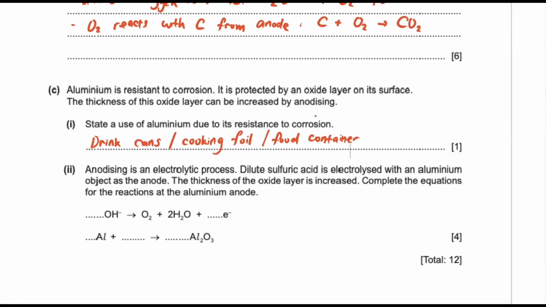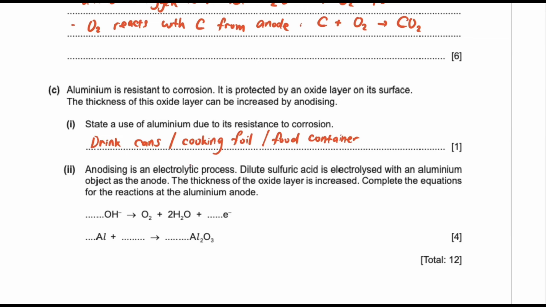Anything like aluminium is used in electric cable, no, because that is for the conductivity. It's not because of its resistance to corrosion. Okay, so let's move on. Part two.